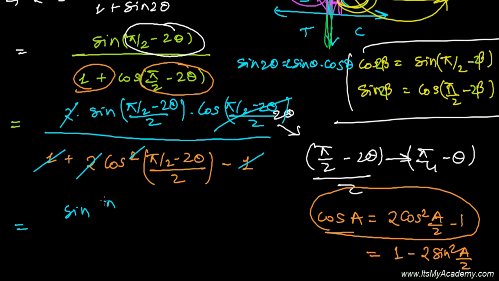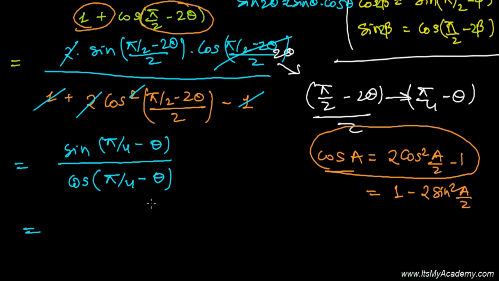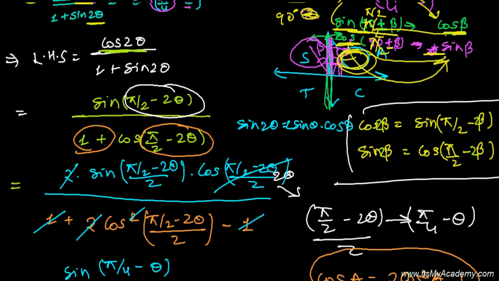I will be left with pi by 2 by 2, that's pi by 4, and 2 theta by 2, that's theta, in the numerator, divided by the denominator. There were 2 cos terms, so 1 has been cancelled and 1 is left, that's cosine, and pi by 2 again is pi over 4, and 2 theta over 2 is theta. Now the very plain ratio, sine of pi by 4 minus theta over cosine of pi by 4 minus theta, is tan of pi by 4 minus theta. That's our right hand side, and hence we proved what the question asked.